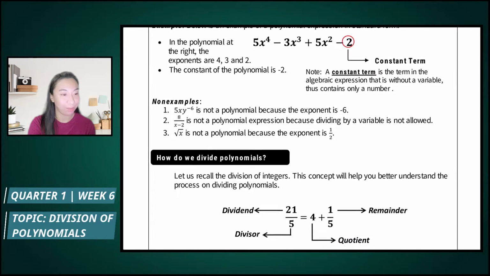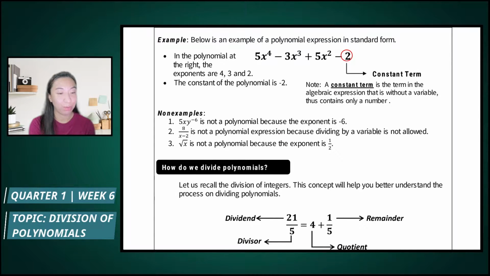Let us have the example. Below is an example of a polynomial expression written in standard form. In the polynomial at the right, as you can see, we have 5x raised to 4 minus 3x raised to 3 plus 5x squared minus 2. The exponents are 4, 3, and 2. The constant of the polynomial is negative 2. Take note that the constant is the term in the algebraic expression that is without a variable. Thus, it only contains a number.